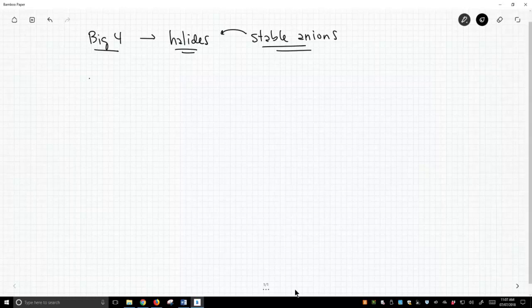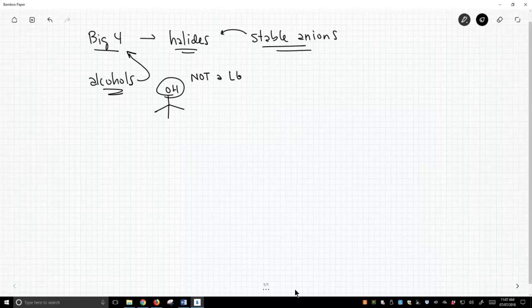Well, as it turns out, alcohols are super useful in big four reactions. But alcohols have a serious problem. Let's look at t-butanol. The problem with t-butanol is this OH group is not a leaving group.